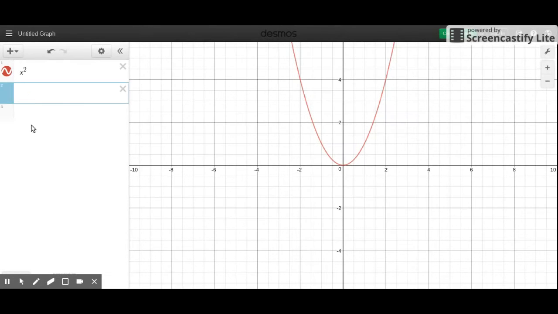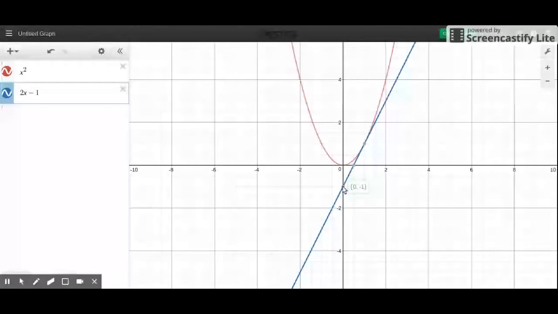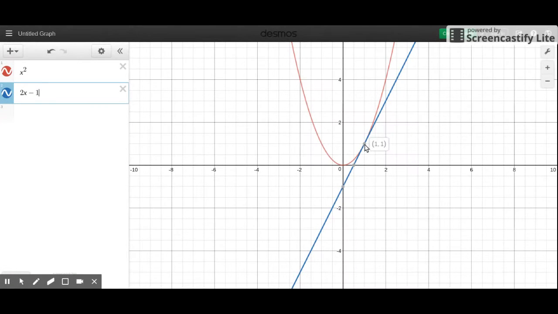Okay, we're going to go ahead and plot that. And so that was 2x minus 1. See that right there? As you can see here, this is the tangent line at the point 1, 1. So that was pretty easy. And of course you can see our b right here. This was negative 1. Okay, pretty simple there.